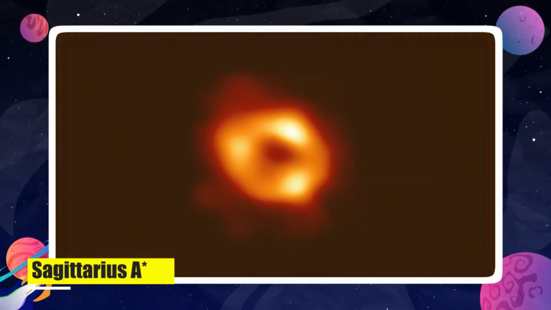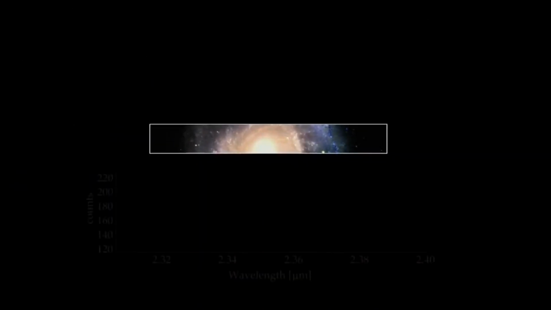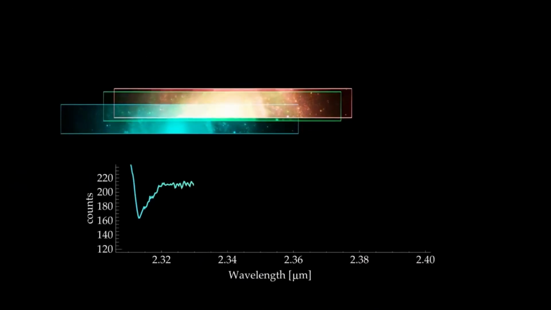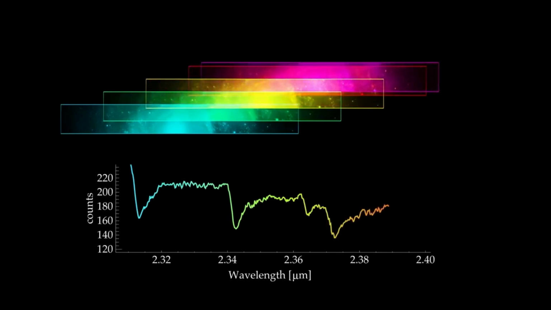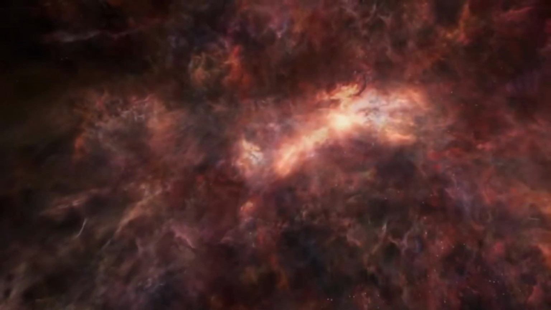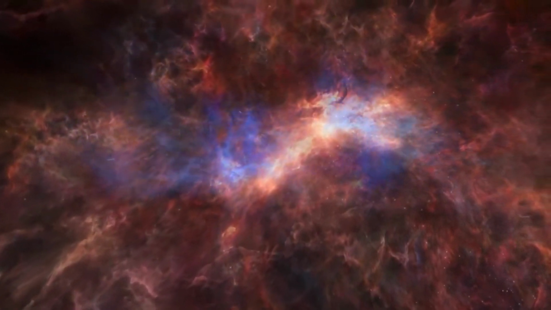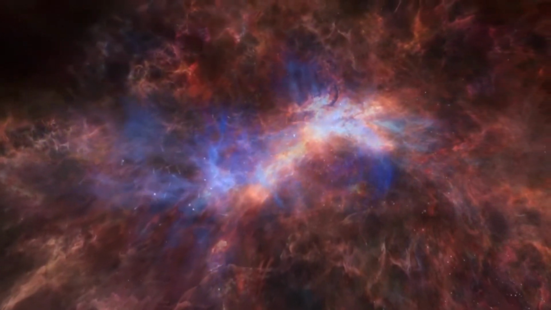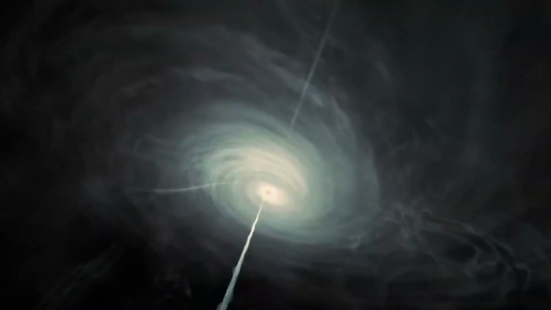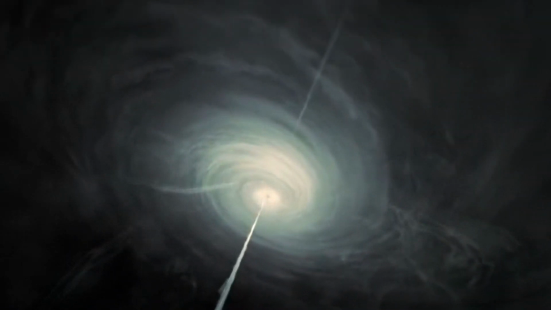Infrared radiation, with its longer wavelengths, can penetrate interstellar dust and gas, allowing astronomers to peer deep into the heart of the Milky Way. By capturing high-resolution infrared images, the James Webb Telescope will provide crucial insights into the composition, structure, and dynamics of these cosmic filaments.